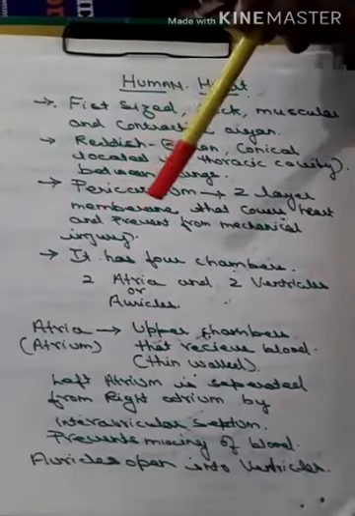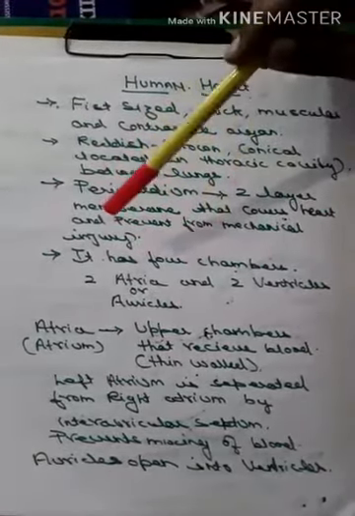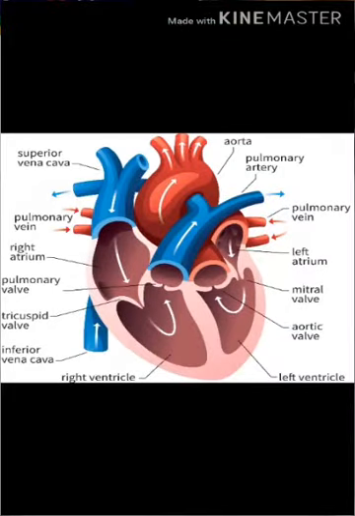Then the heart has four chambers. That means there are two atria or two auricles and two ventricles. Now these atria, singularly called an atrium, are the upper chambers. The atria are the upper chambers and they receive blood. They are thin walled because they just have to push the blood into the ventricles.